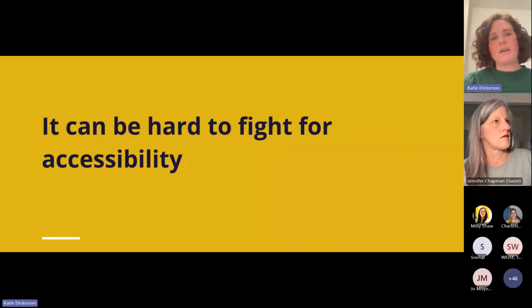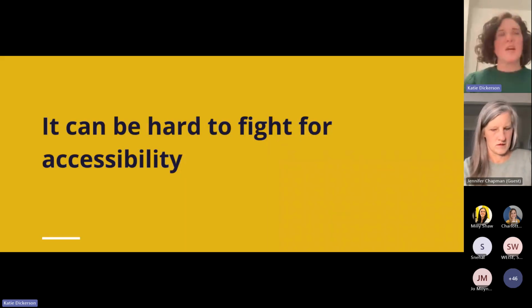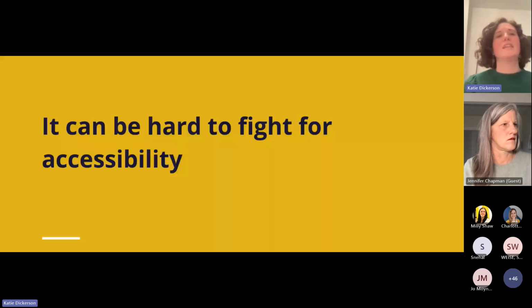People also talked about how it can be hard to fight for accessibility. Unlike in the public sector, where there's specific legislation that requires public sector services to be accessible, you don't have that in the third sector. You'll have to comply with things like the Equality Act, but there aren't specific guidelines and requirements around accessibility in that sector specifically. And people talked about feeling like they were the only person in their organization trying to promote accessibility, and they were really struggling to get support for that.